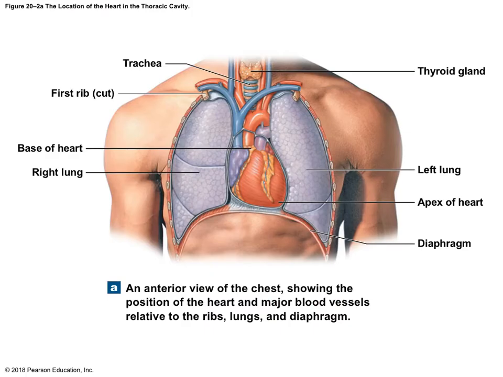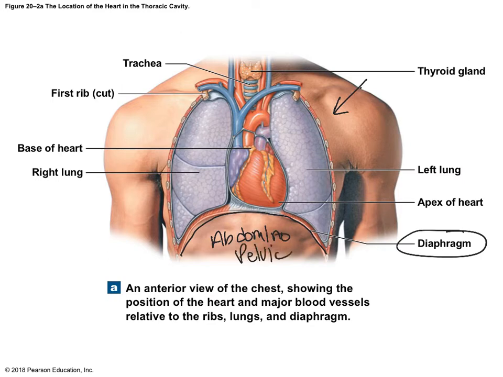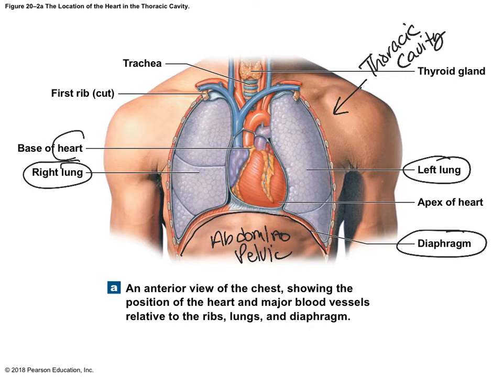So here we see a picture of the heart, and the heart sits in the thoracic cavity. So if you remember, this big diaphragm muscle here separates the thoracic cavity, which is up here, right, from the abdominal pelvic, which is down here. So everything above the diaphragm is called the thoracic cavity. And so when we look at the important organs in the thoracic cavity, we have the left lung, we have the right lung, and then we have the heart.